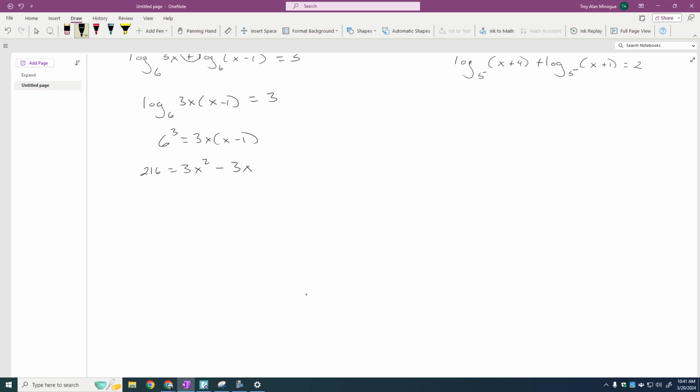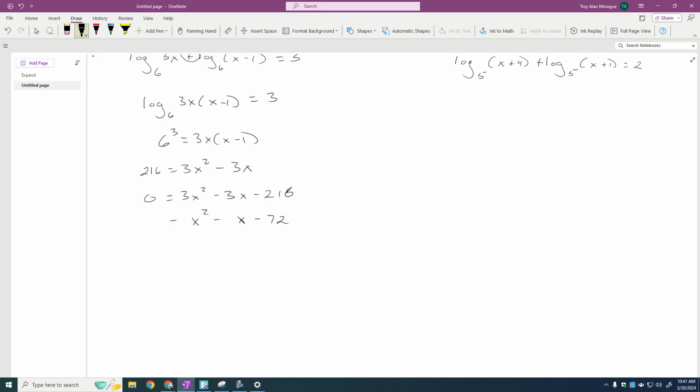I have a quadratic. If I want to use quadratic formula, or if I want to factor, it's got to be equal to 0. So I'm going to subtract 216 from both sides. I'm just going to ask myself the question real quick. Does 3 go into all of these? Yes, it does. This goes into it evenly one time. This goes into it one time. And this goes into it 72 times.